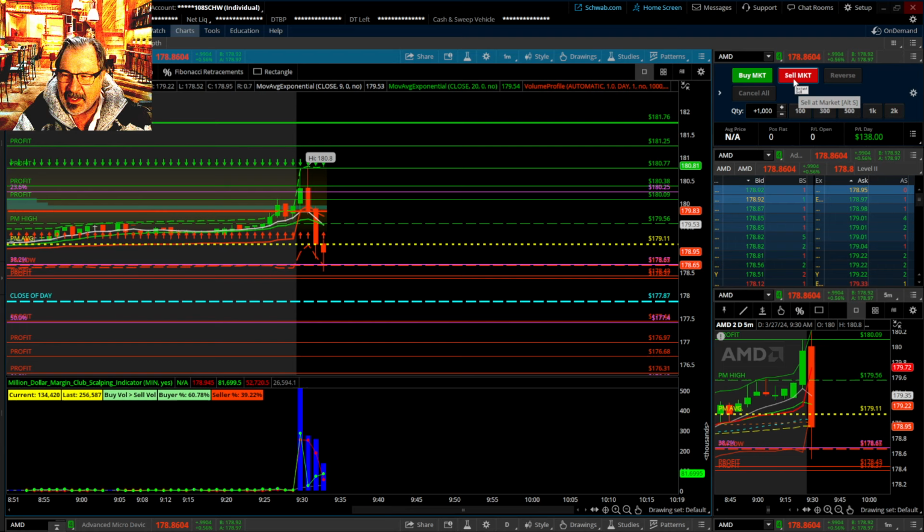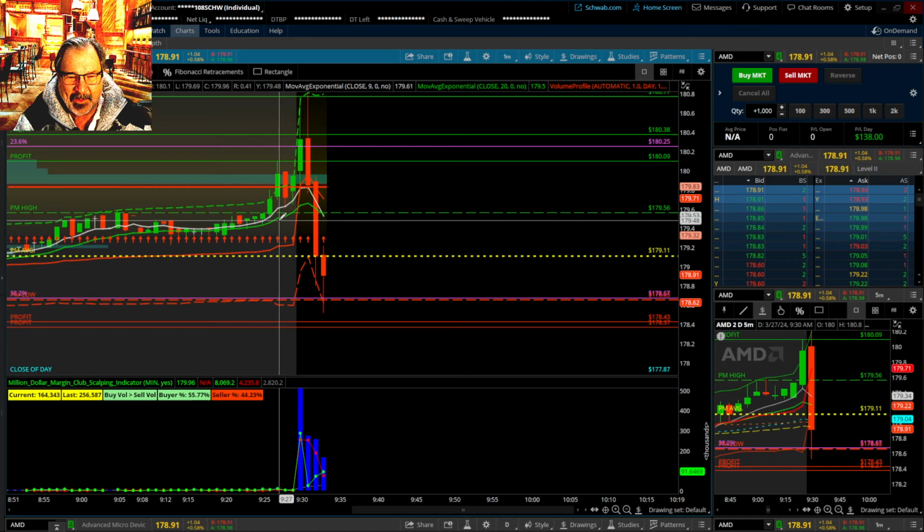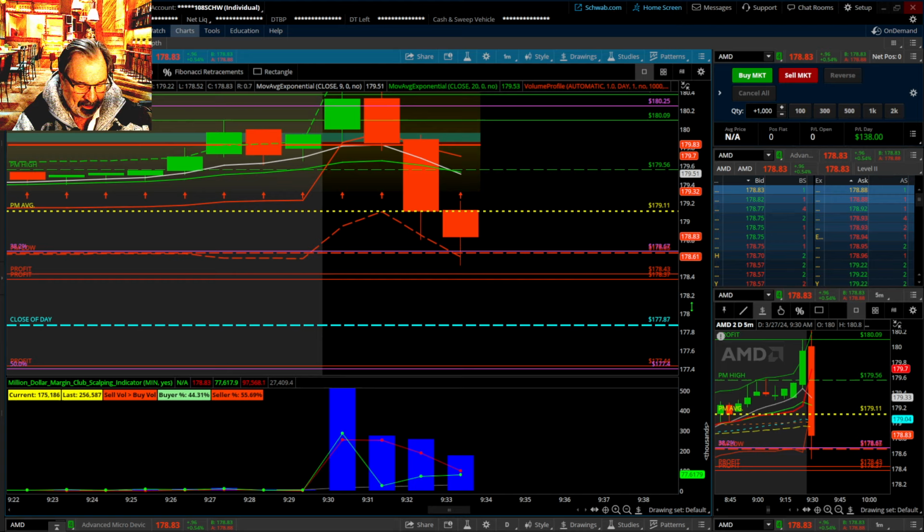Really needs to solidly break this. I guess a tap below it. I did not actually see that tap below that. That's on the price anyway. The candle did, but it didn't look like it did it on the price. Let me get a closer look at this. Easier to trade, too.